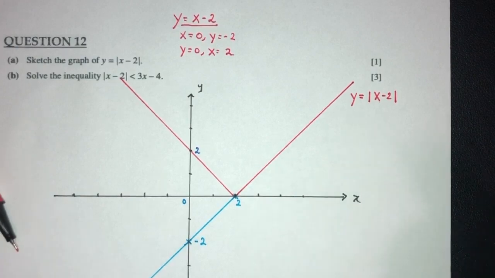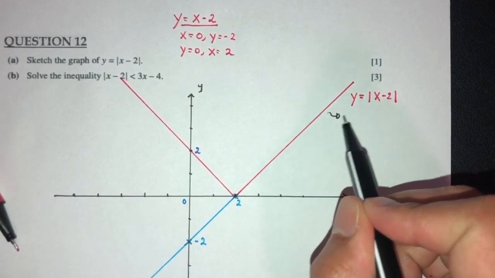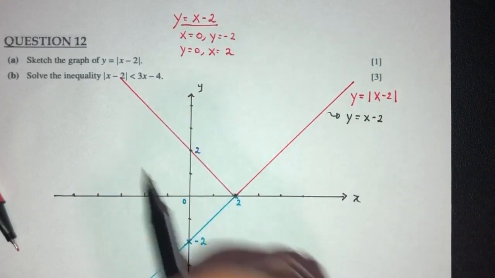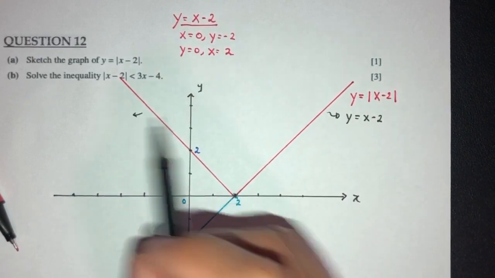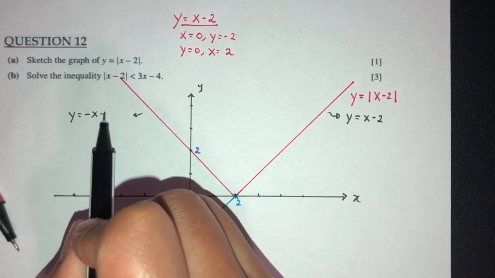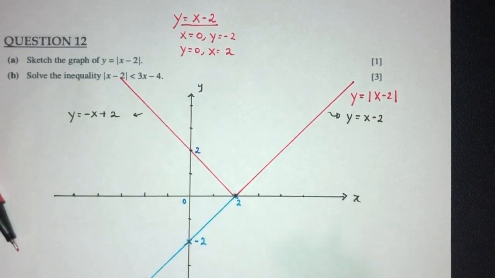Now, one thing again we should know, this is the equation of y equal to x minus 2, right? This is the equation of what? We just have to add the minus sign in front. This is minus x plus 2. So that we know and prepare for the next part of the question.